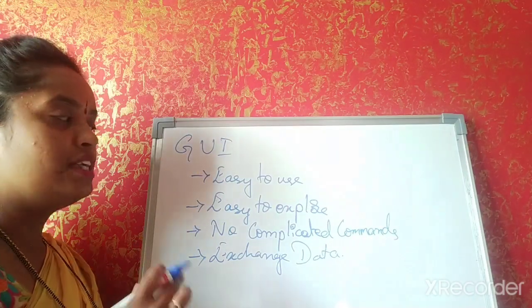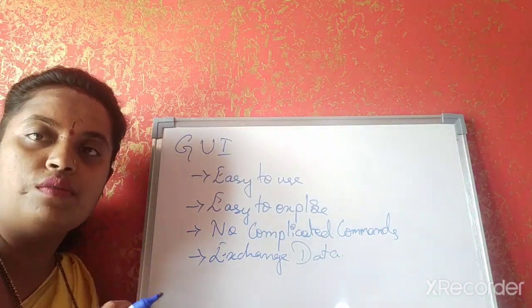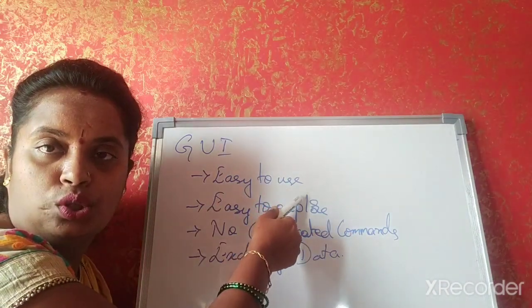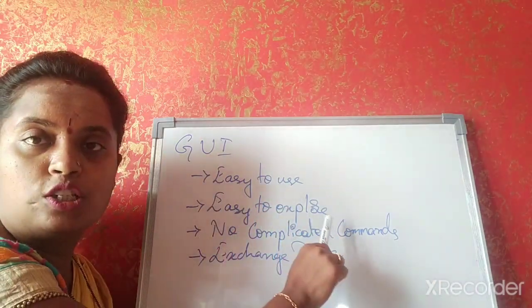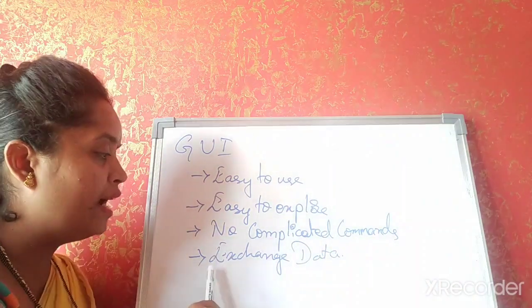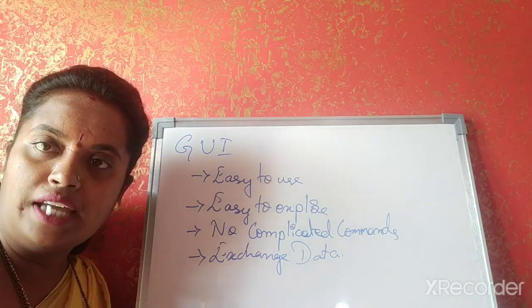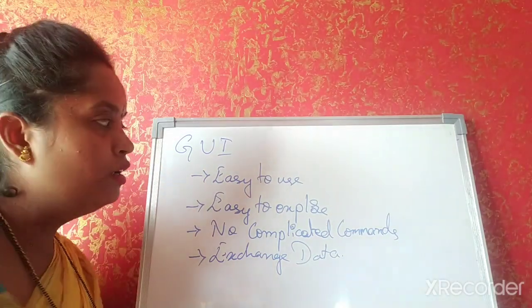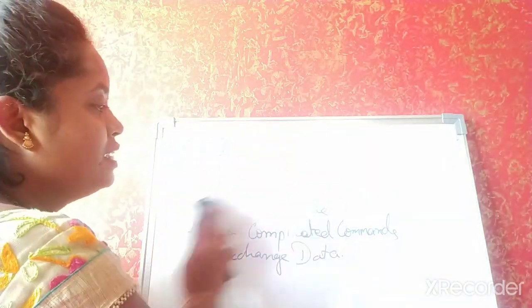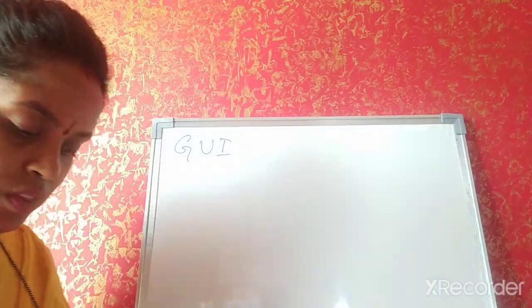So children, these are the advantages of GUI. What are the advantages of GUI? It is easy to use. It is easy to explore. No complicated commands are used, and exchange of data is possible. Understood? Then, what are the disadvantages? We will see the disadvantages now.